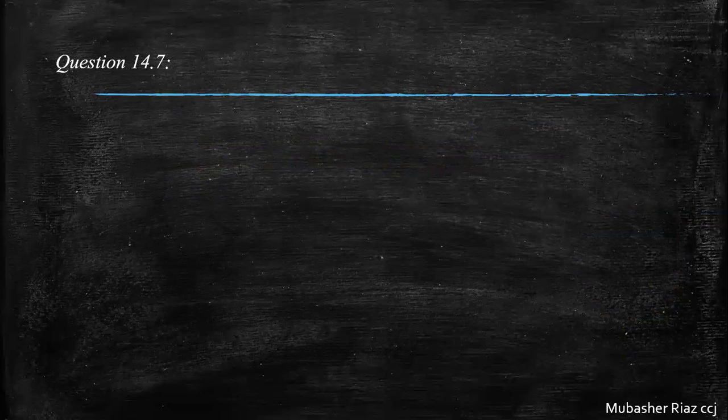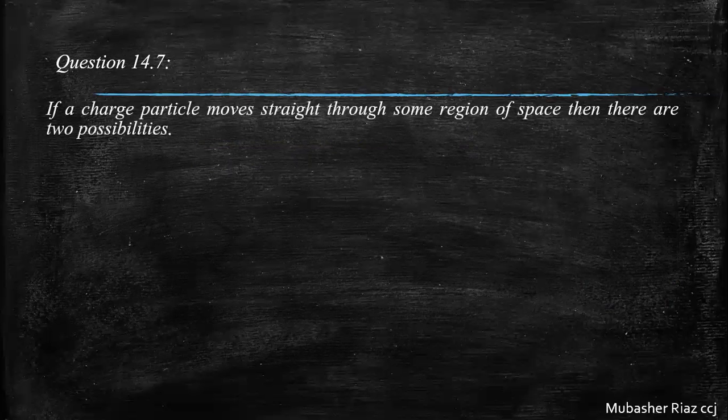A charged particle enters through the given region of space and it moves along the straight line. एक चार्ज पार्टिकल एक गिवन रीजन ऑफ स्पेस में एंटर होता है और वो स्ट्रेट लाइन के अलोंग मूव करता है. तो क्या इसका ये मतलब होगा कि वहां मैग्नेटिक फील्ड 0 है और एनी अदर पॉसिबिलिटी? So this is the statement.